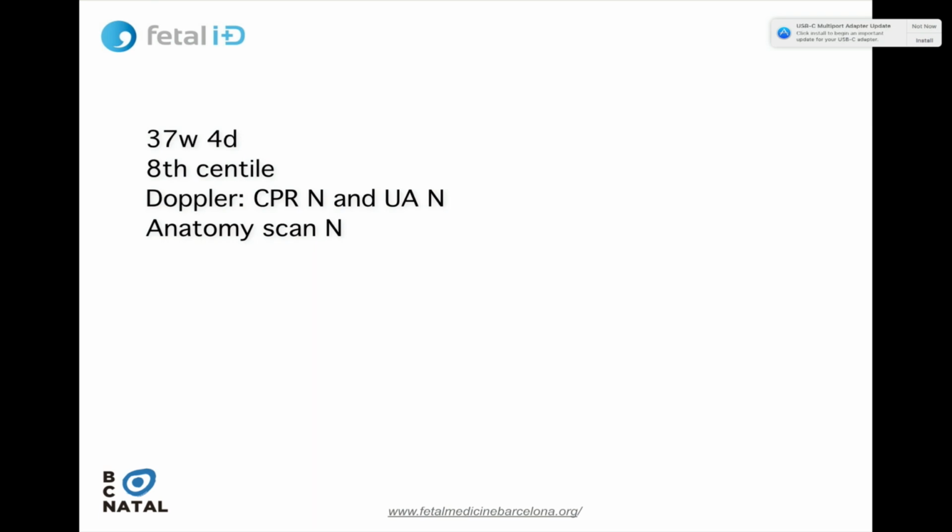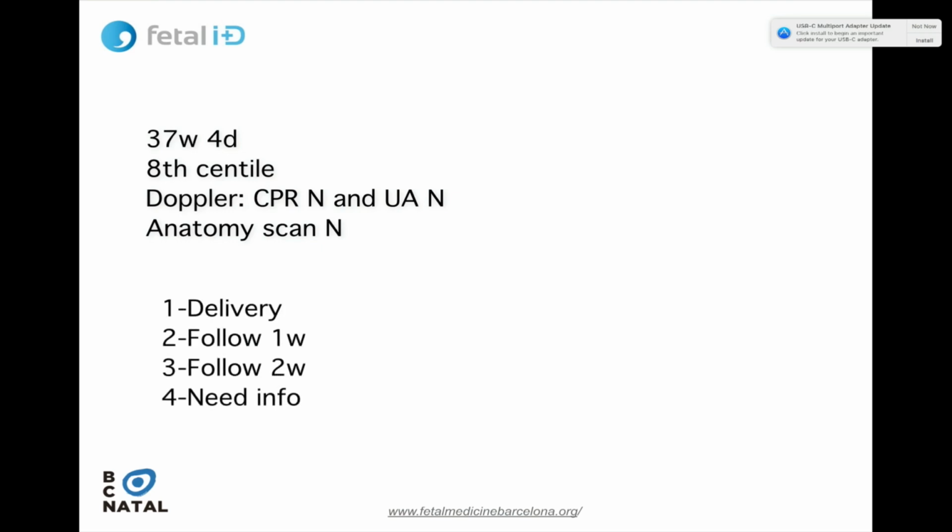The Doppler shows that there is a cerebroplacental ratio that is normal. The umbilical artery is also normal, as it should be. And we have an anatomy scan, and we see that it has head, it has arms. So normally it looks like a normal fetus. There's nothing missing, apparently. We have decently looked at the anatomy. And so that's a typical question in most places.